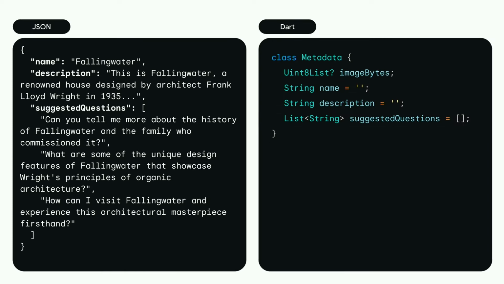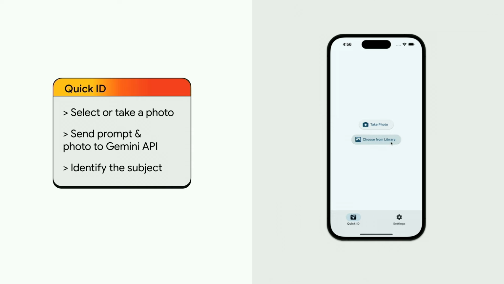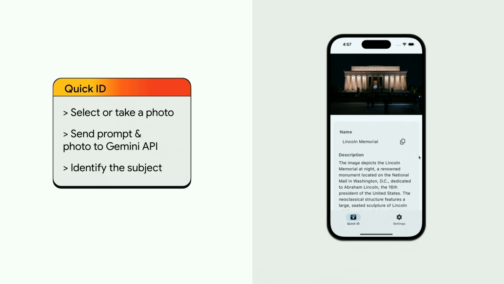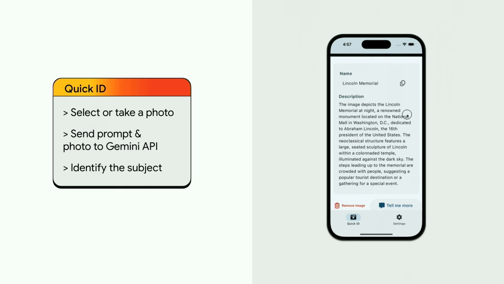So once we had the structure of the data that was coming back from the Gemini API, we could jump into building the app. The first thing that we did was create a data model that maps to the JSON that we'd be getting back from the Gemini API. You can see the metadata object has an image, name, description, and a list of suggested questions. From there, we started building the Quick ID feature. This feature presents the user with the option to take a photo or select an existing image, sends it along with a prompt to the Gemini API, and identifies the subject of that image.